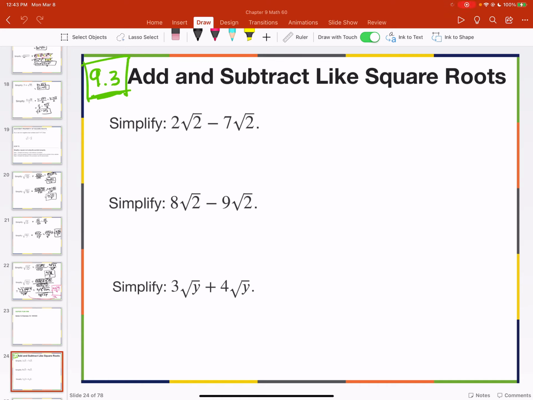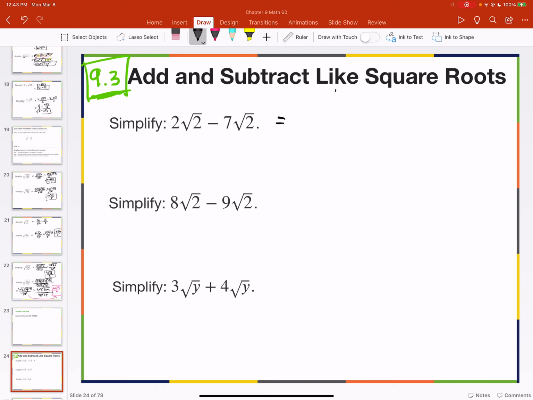Hi, welcome to section 9.3, which is basically adding and subtracting square roots that are alike. So the cool thing about adding and subtracting square roots, radicals, is basically you treat them as if they were, not exponents, variables, I'm sorry.